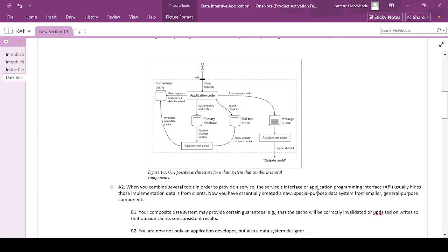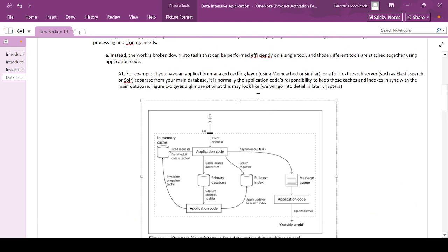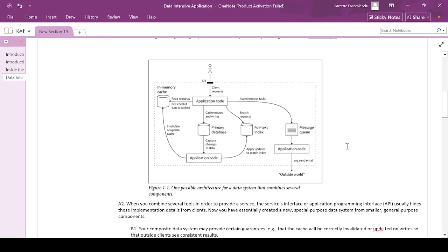So the application developer also has to worry about this data model. Therefore, they also need to understand how to interact with these things. Figure 1.1 gives a glimpse of what this may look like. We will go into the detail in later chapters.